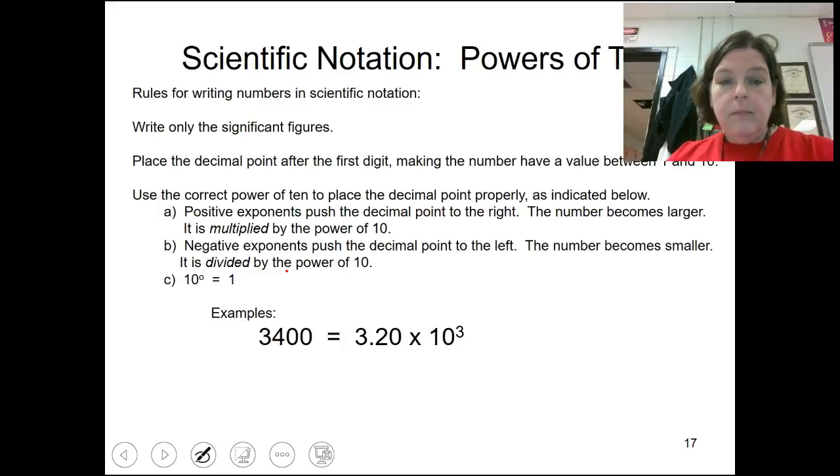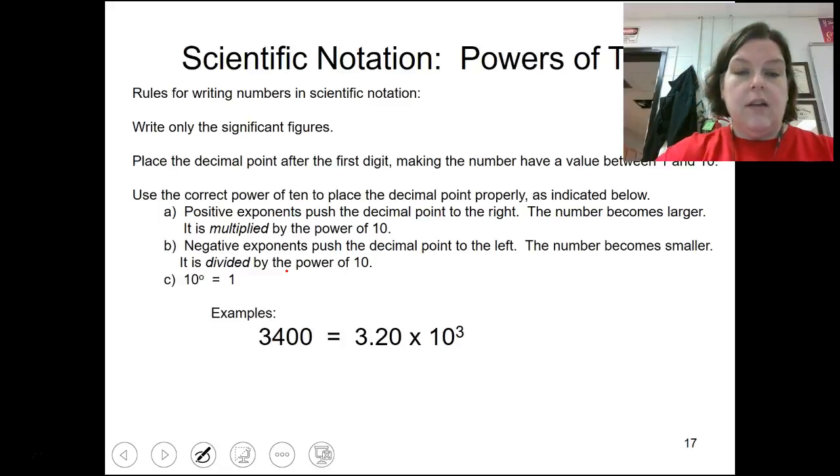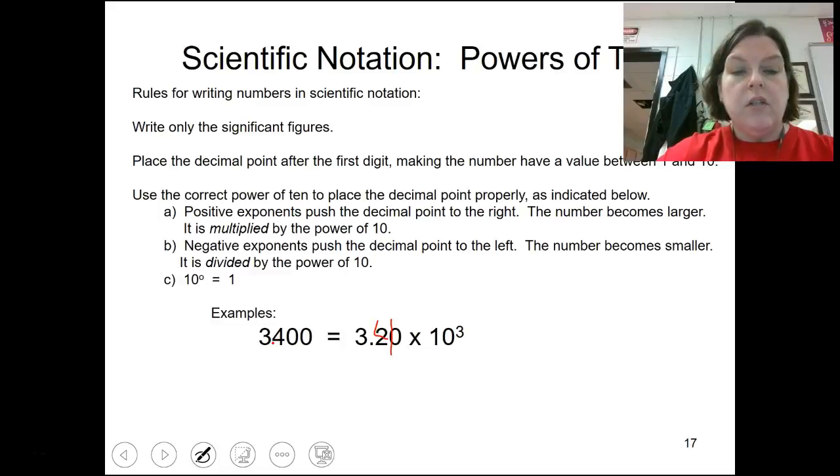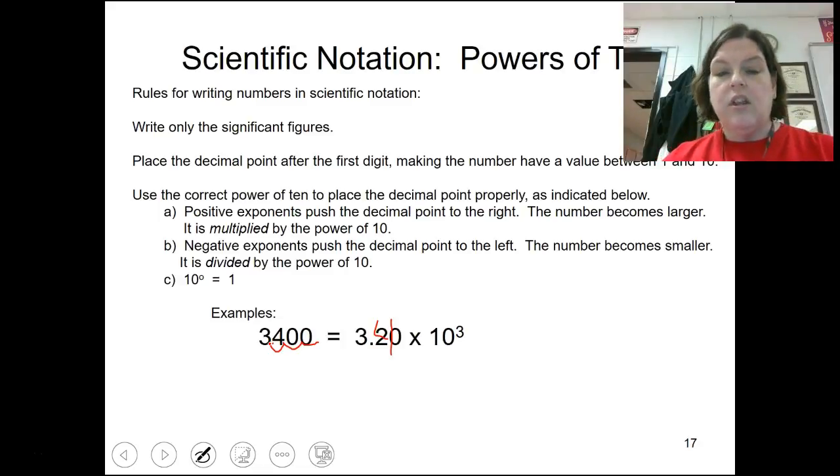3,400 has significant figures. That is not the right answer. That should be a 4 right there. Sorry, that should be a 4, not a 2. Sorry about that. What we do is we want to place the decimal point right there to make a number that is greater than or equal to 1 and less than 10. To do that, we have to move the decimal point 1, 2, 3 spaces to the left. That's 3 positive spaces. So we get 3.4 times 10 to the third.